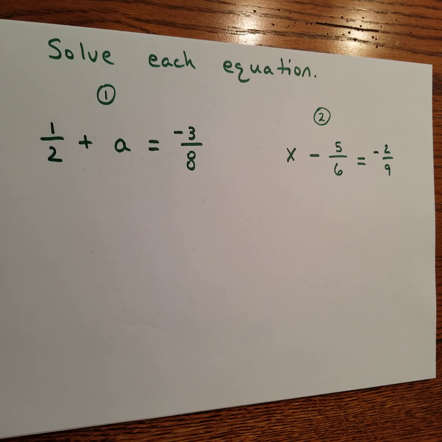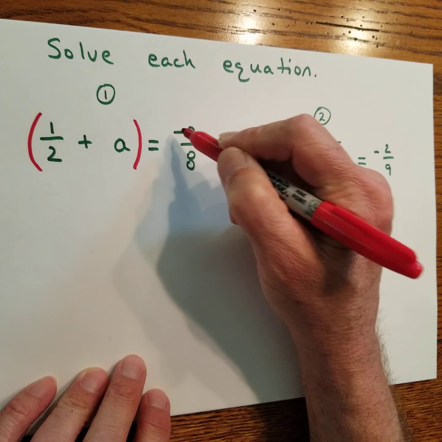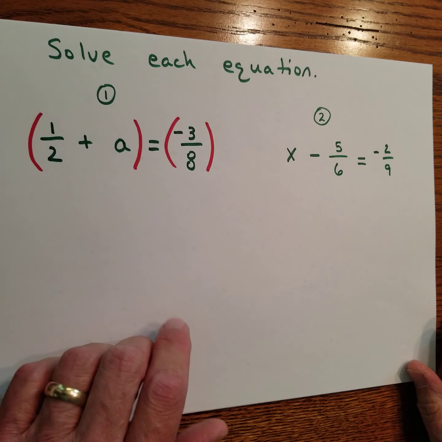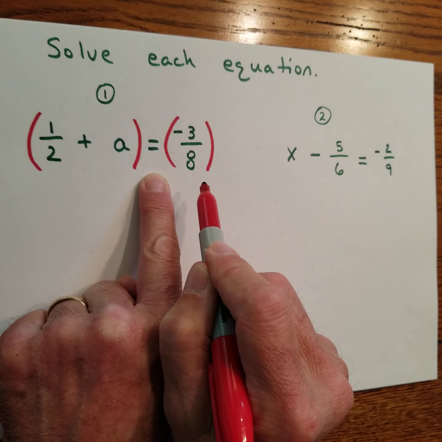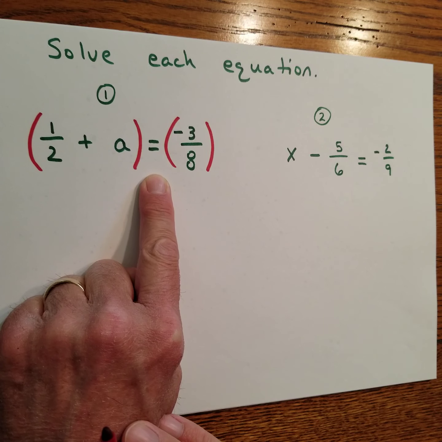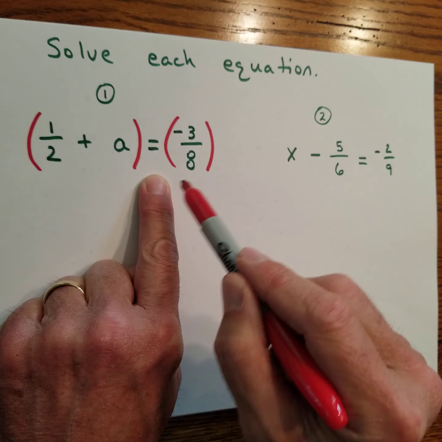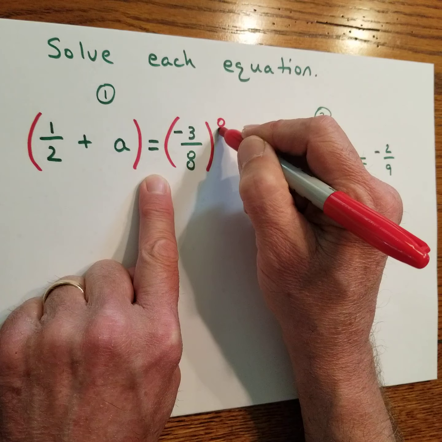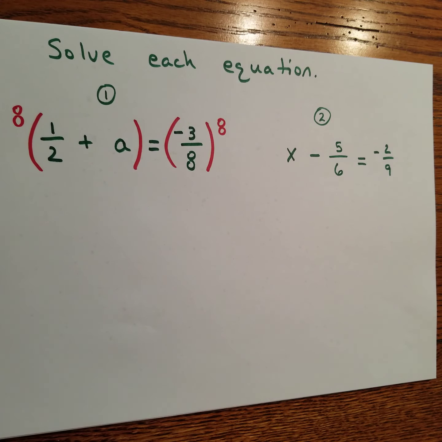As soon as I see an equation with fractions in it, I'm going to put parentheses around both sides of the equation. And then I'm going to remember the number one rule of equations. I can do anything I want to one side so long as I do the same thing to the other side. So I'm going to multiply both sides of the equation by a common denominator. What's a common denominator for 2 and 8? Well, 2 divides evenly into 8, so 8 is a good common denominator. We'll multiply both sides of this equation by 8.